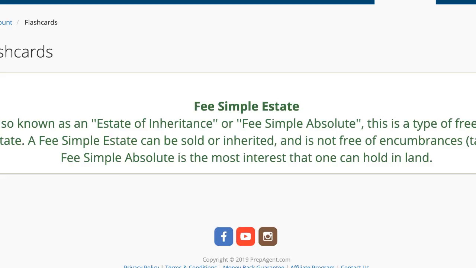James says, isn't a fee simple or freehold the same thing? Good question, James. Fee simple is a type of freehold estate. Okay, so less than freehold estates, the examples would be estate for years, periodic tenancy, estate at will, and estate at sufferance. Nice job, everybody.